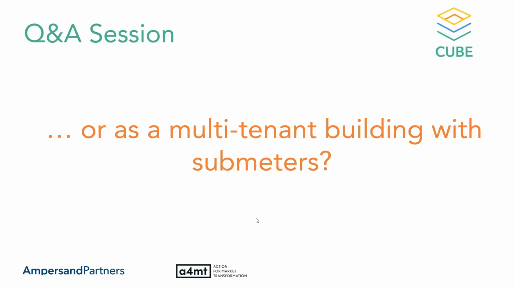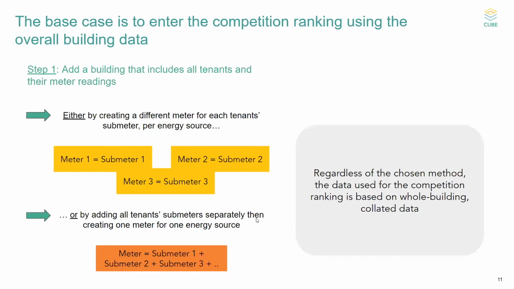The case of a multi-tenant building with submeters. It is important to remember that even if you have multiple tenants, you are still participating as one building. This means that it is mandatory that you create one building that will include all tenants' consumption data. You can again either do that by creating a separate meter for each submeter of the same energy source, or by collating the consumption data, again only of the same energy source, to create one energy meter only. This process is exactly the same as if you have a building with a single occupier.